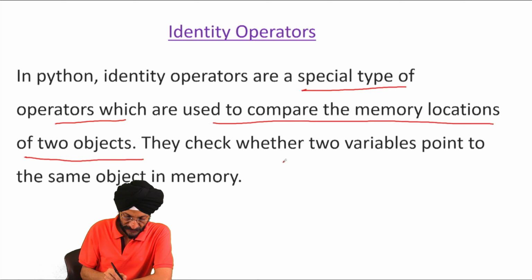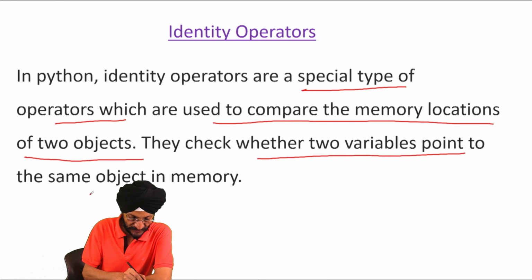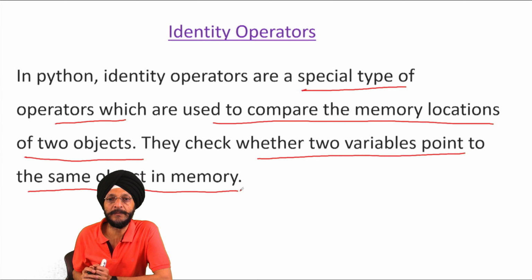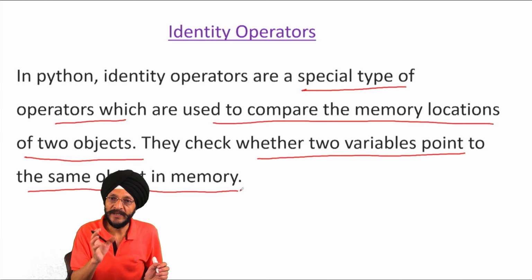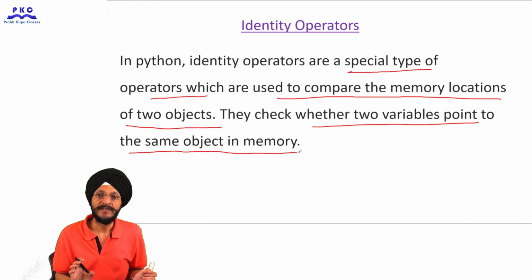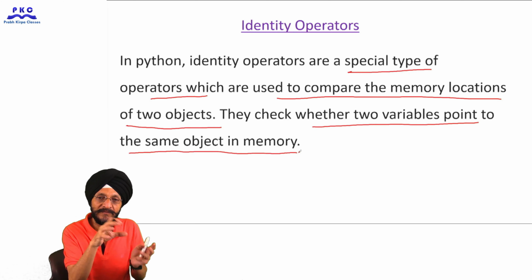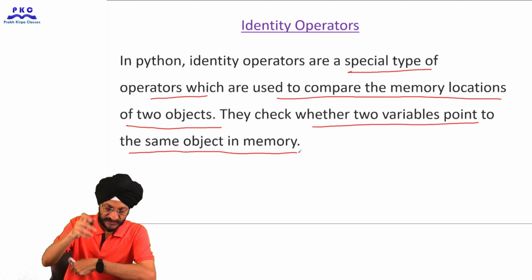These identity operators check whether two variables point to the same object in memory. This is the theory. It does not come into understanding what it means. We understand the same with the help of examples.